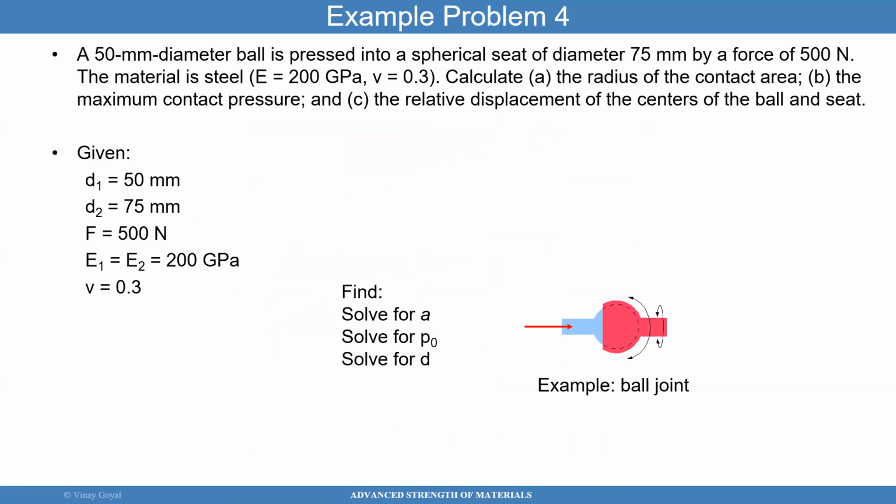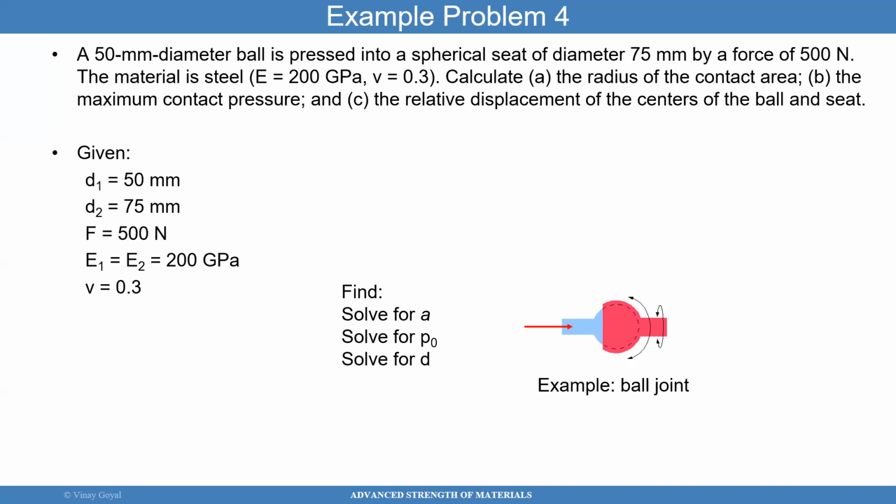The next problem is looking at a 50 millimeter diameter ball, which is pressed against a spherical seat of diameter 75 millimeter, and then it has a force applied of 500 newtons. And the materials involved here is 200 gigapascals for the steel, and the Poisson ratio is 0.3. We want to calculate the radius of the contact area, number 1. We want to calculate the contact pressure, number 2. And then we want to calculate the relative deflection of the centers of the ball and the seat.